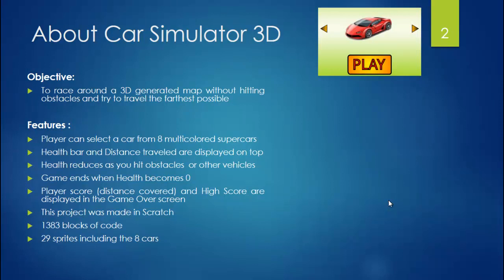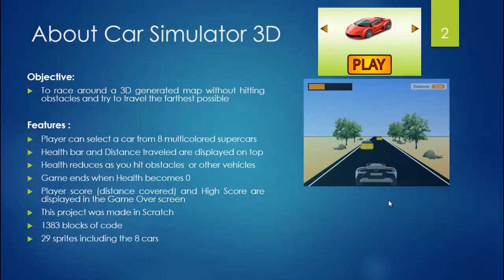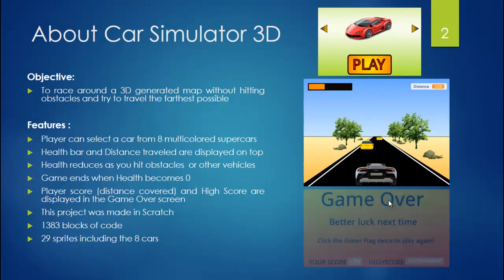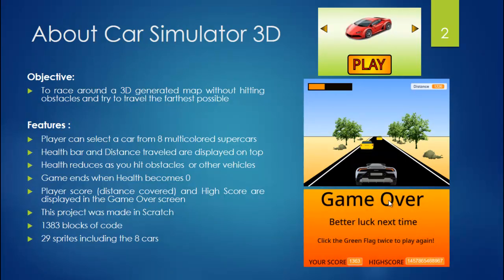The distance you have covered will be shown on the top of the screen assigned to your health bar. Your health reduces as you hit obstacles and other cars. The game ends when your health becomes zero. Your score and the high score will be shown in the game over screen, which appears immediately after the game ends. This project was made in Scratch.